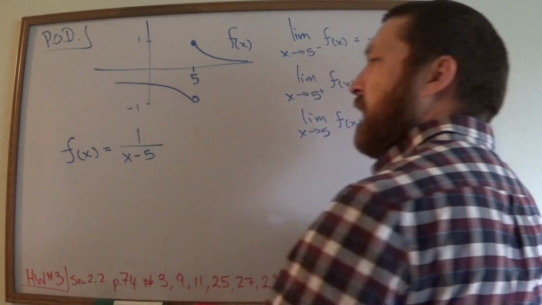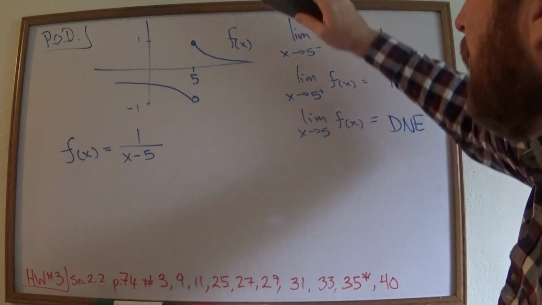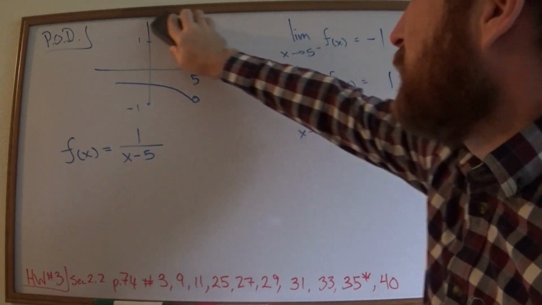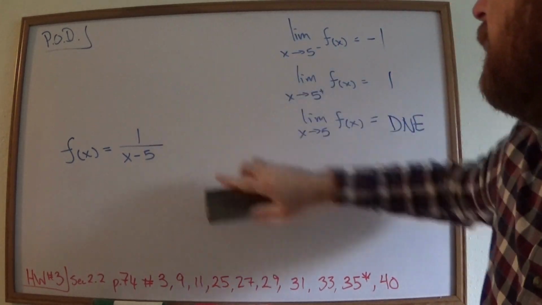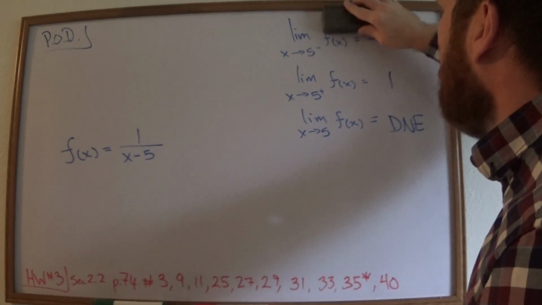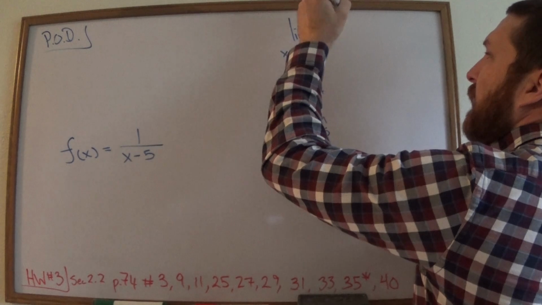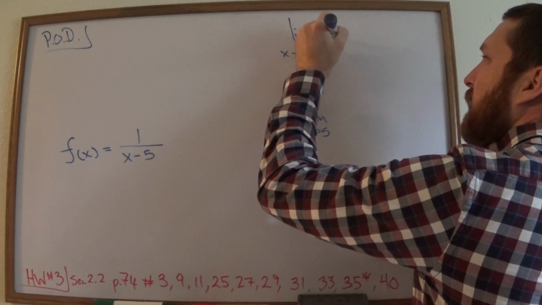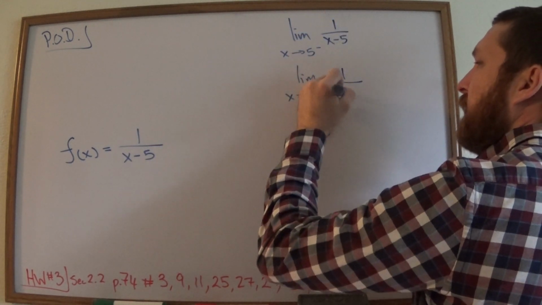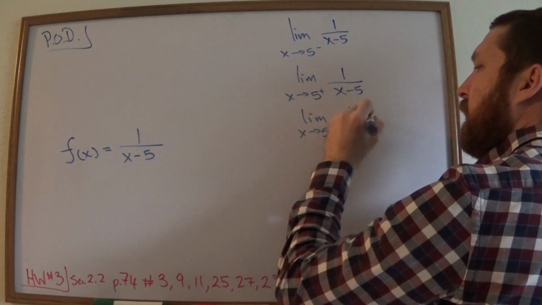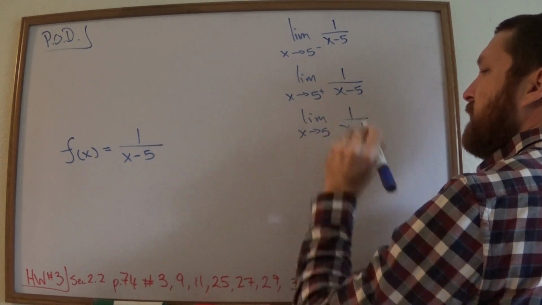Let's say we got that. And let's say we wanted to answer these same questions right here. And in fact, I'm going to be really explicit here. I'm going to go ahead and say, okay, 1 over x minus 5. So there's your f of x.